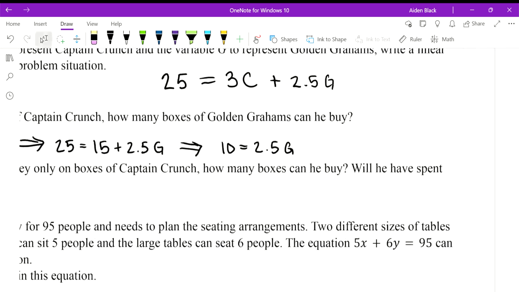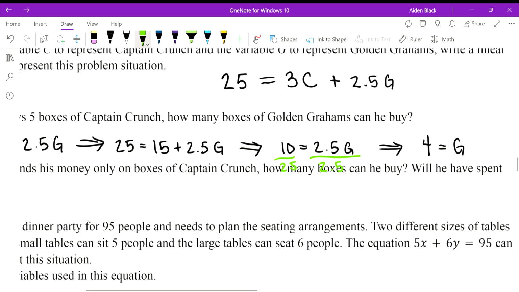And if we divide by 2.5, we get that he can buy 4 boxes of Golden Grahams. Just make sure you see that. We divide both sides by 2.5. 10 divided by 2.5 is 4.